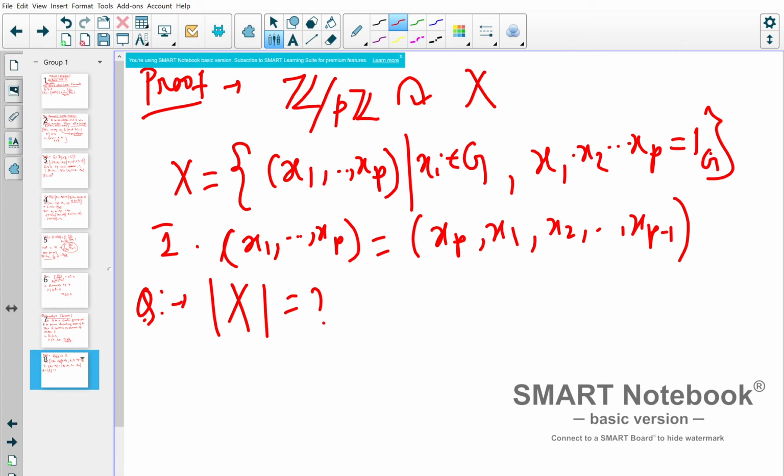A simple observation tells you that, first of all, you need to find out how many such tuples there are. For each xi you have n many choices, because the order of the group is n. But remember, they have a relation among them, right? So what are the degrees of freedom here? You can only choose p minus 1 many elements, and the pth one is fixed: it will be the inverse of the product of the rest. So your degrees of freedom is p minus 1, and the cardinality is n to the power p minus 1. Is this clear to everyone? Once you choose p minus 1 many elements, the pth one is fixed automatically, because the product has to equal the identity. So this is the first observation.